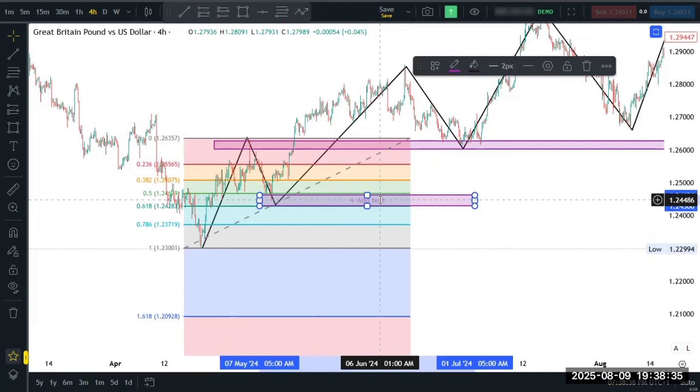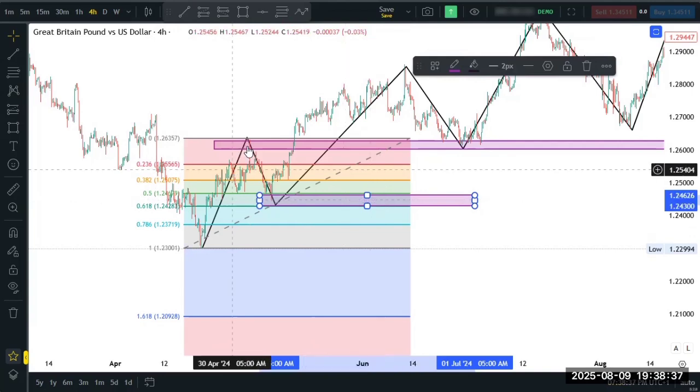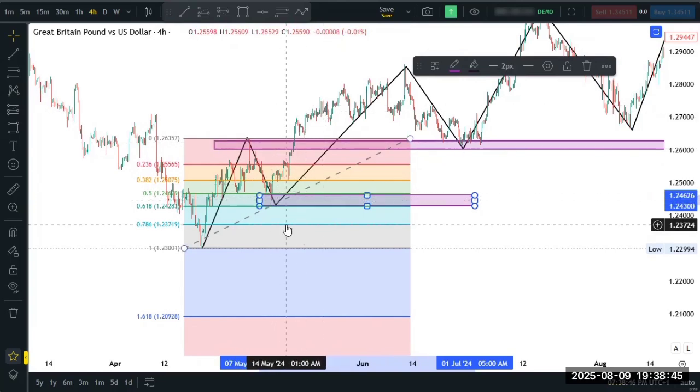And we notice that as price came back inside, it is truly at the golden zone that price reversed and pushed up. I will advise you to go and watch more about my Fibonacci retracement strategy. The video will pop up at the top right hand corner right now.